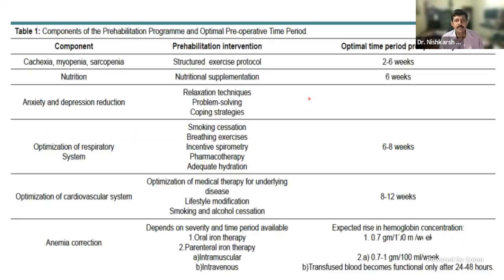Optimal duration we have discussed. This is a table which shows the components, what is the intervention we do and what is the optimal period. For nutrition, we need about 2 to 6 weeks. For anxiety, basically relaxation technique and problem solving, up to 2 weeks might do. For respiratory and cardiovascular, you may need 6 to 8 weeks. And for anemia correction, depending on the therapy you use, usually it is 1 gram per week, depending on the method we use. Parenteral is preferred, as I said, usually IV. So this is the usual time frame for improvement. As little as 1 to 2 weeks might be good for improvement if we initiate in time.